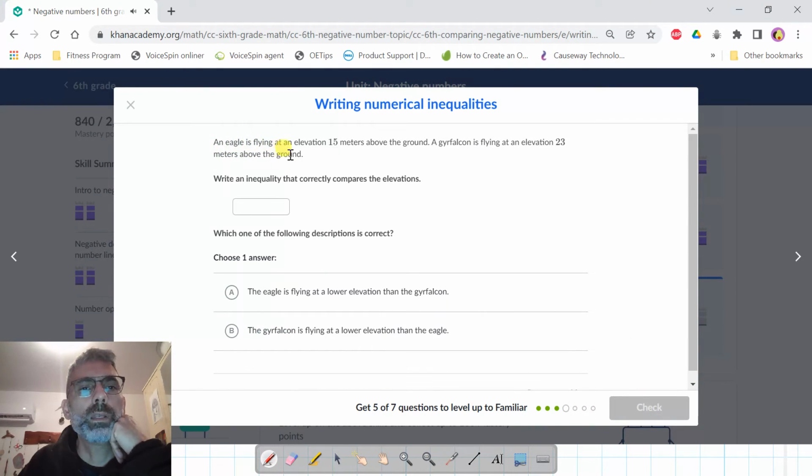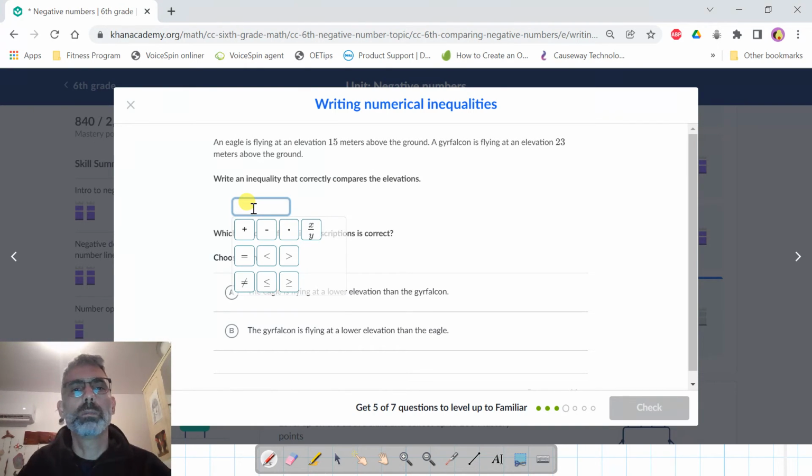An eagle is flying at an elevation of 15 meters above the ground. A gyrfalcon is flying at an elevation of 23 meters above the ground. Write an inequality that correctly compares the elevations. So 15 meters is less than 23 meters.